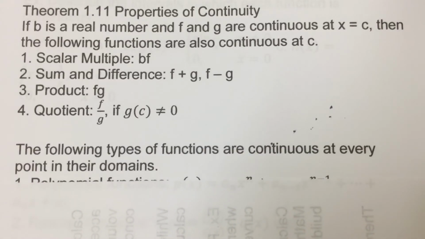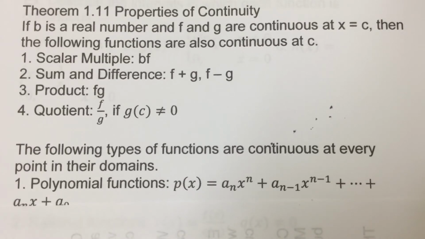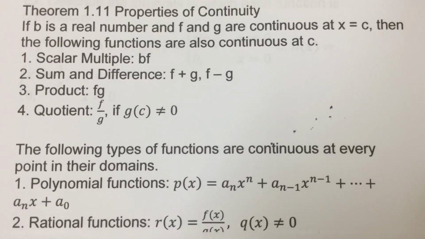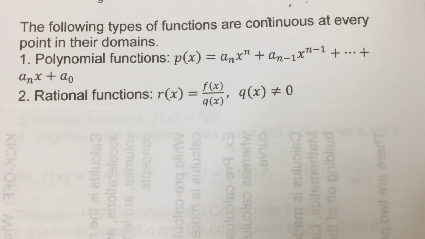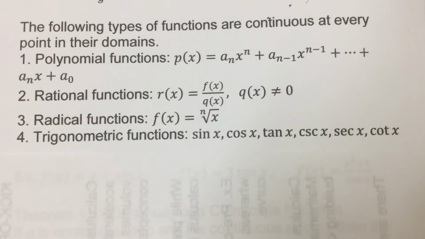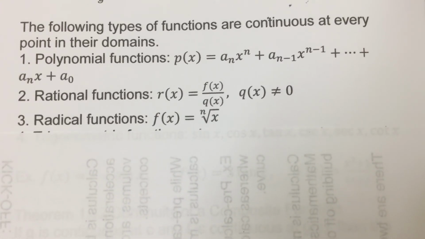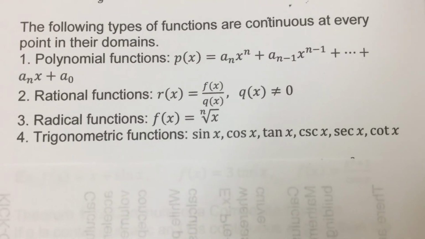Now, the following types of functions are continuous at every point of their domains. A polynomial function: any polynomial will be continuous everywhere. Rational functions: if we have a function over a function, it's going to be continuous everywhere except where q of x equals 0. As long as it doesn't, it'll be continuous everywhere inside the domain. Any radical function, as long as it's only the positive root, will be continuous everywhere. And trigonometric functions of sine, cosine, tangent, cosecant, secant, cotangent, you'll be continuous everywhere in the domains of each one of those.